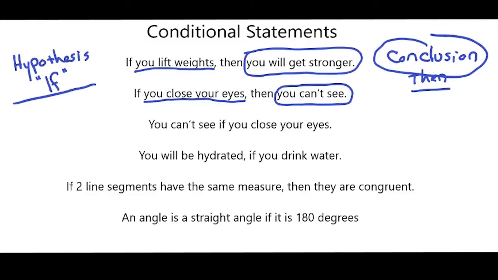So let's look at this next one. You can't see if you close your eyes. Remember, what follows the word if is the hypothesis. So I'm going to underline the words you close your eyes. Notice this sentence and this sentence. They're pretty much the same thing, just in a different order. Notice that the hypothesis is the same. Now, if I circle the conclusion, you can't see, I'm also circling the same thing. You can't see.